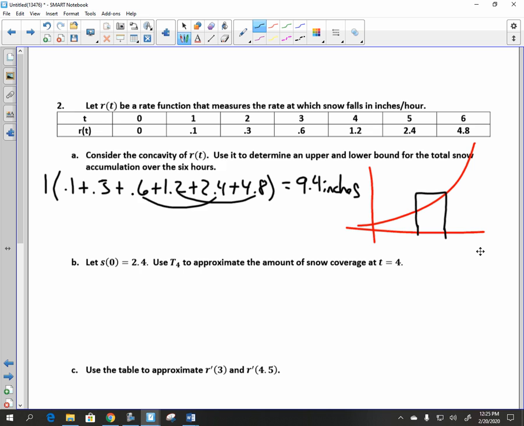So what's going to give us an underestimation? The left-hand sum. If I do the left-hand sum, how do these numbers change? Yeah, 0.1, 0.3, 0.6, 1.2, 2.4, and then no 4.8. So I end up subtracting off a 4.8 and adding on a 0, right? If I subtract off 4.8, what's 9.4 minus 4.8? 4.6. So that's the lower estimate. That's the upper estimate.